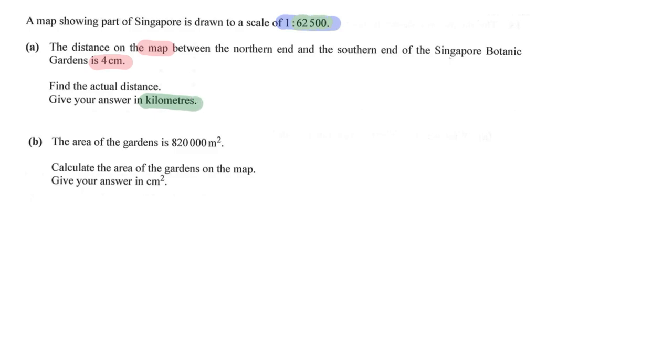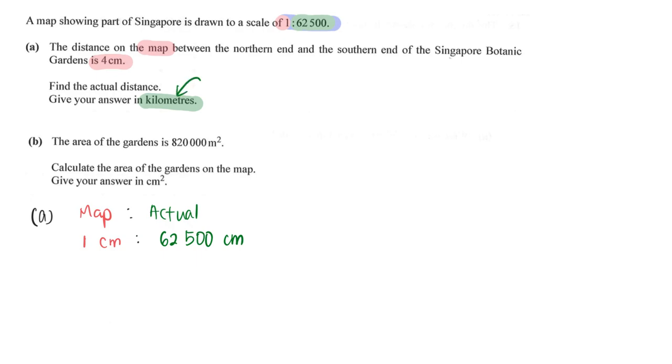So for those who are not very sure, this 62,500 represents the actual distance. This 1 represents the map. So during my working here, you will then see Mr. Tan doing this. I will have my map is to actual, and all scale is given in terms of cm.